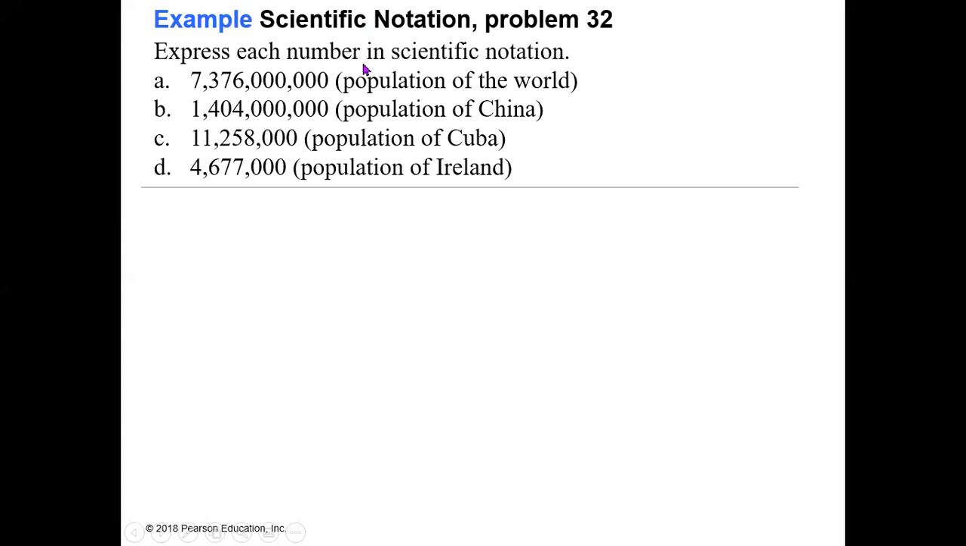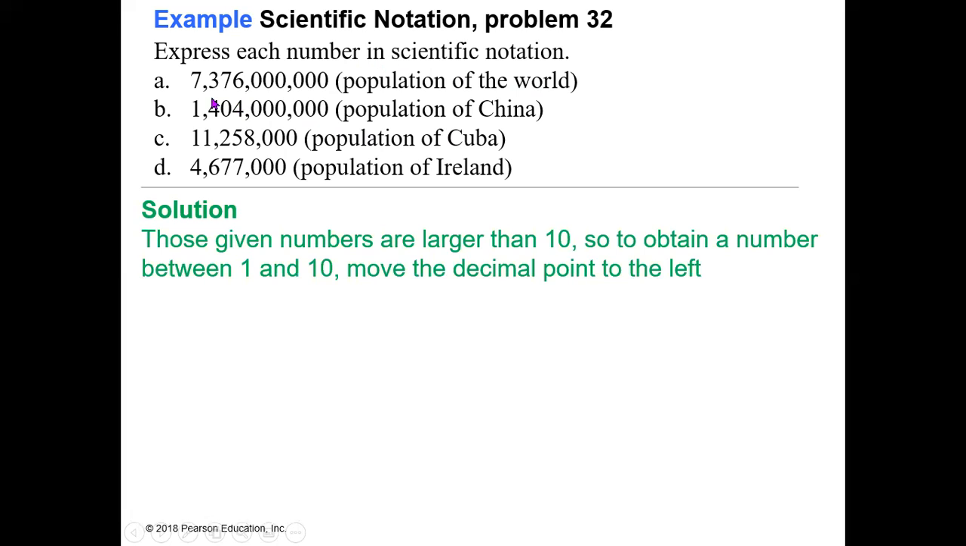Express each sample in scientific notation. There are 4 numbers, and you can stop the video, do the practice, and check the answer. The solution: we are going to locate the decimal point. The first number is here, and so on. Then we move the decimal point for those 4 numbers to the left, and here we get a number between 1 and 10.